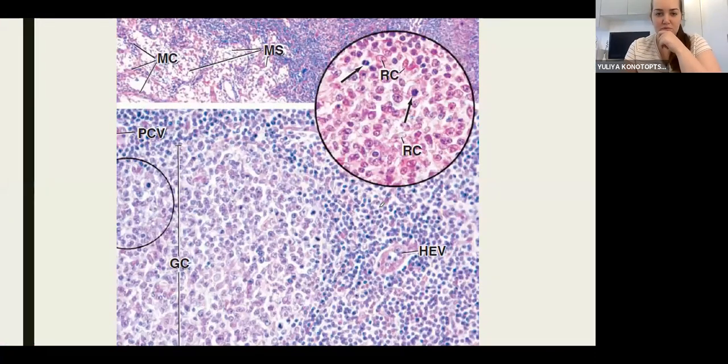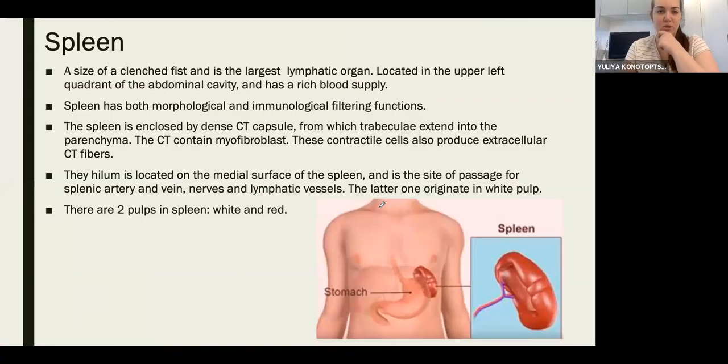Now, spleen. Okay, let's talk about spleen. Size of a clenched fist, the largest lymphatic organ, located in the upper left quadrant of the abdominal cavity, specifically where the 9th to 11th ribs are. So spleen is sitting between the 9th and 11th ribs on the left.